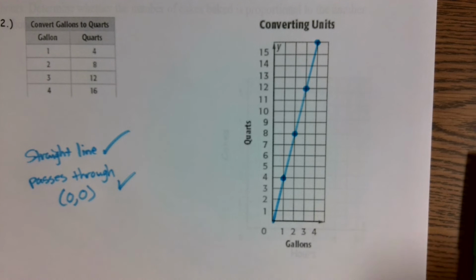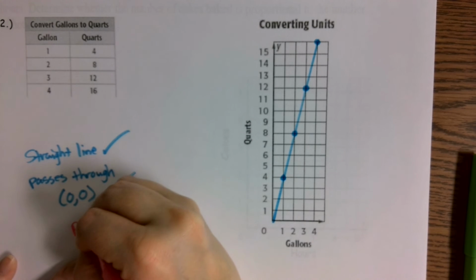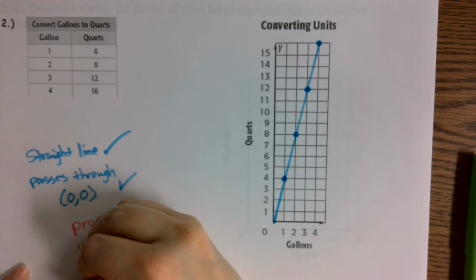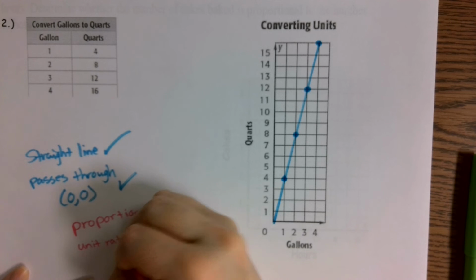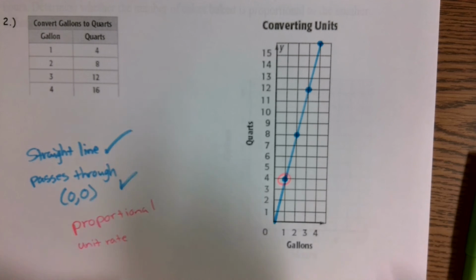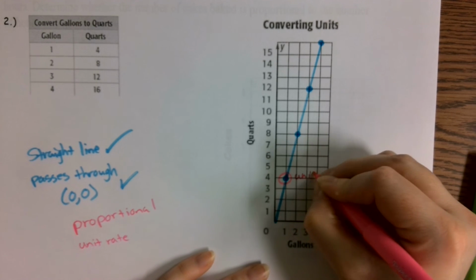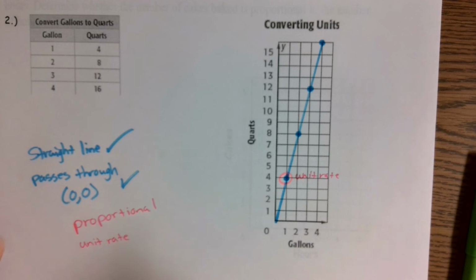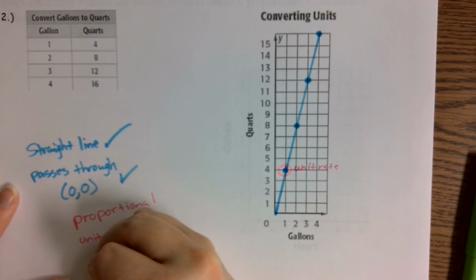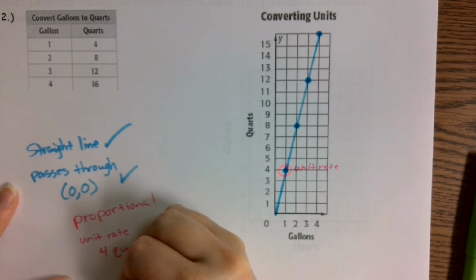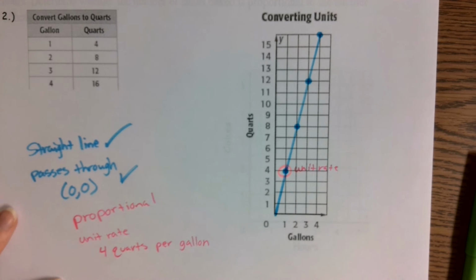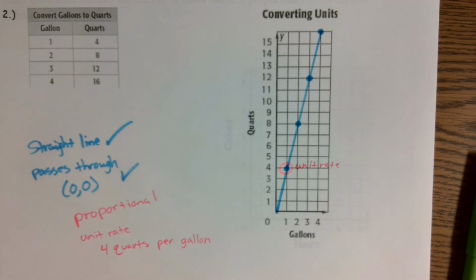So that means that it is proportional. This is a proportional relationship. Okay? What is the unit rate? The unit rate is at the point 1, 4. This is our unit rate right here. That's where our unit rate is. So that means that it's going to be 4 quarts for 1 gallon. The unit rate is 4 quarts per gallon.